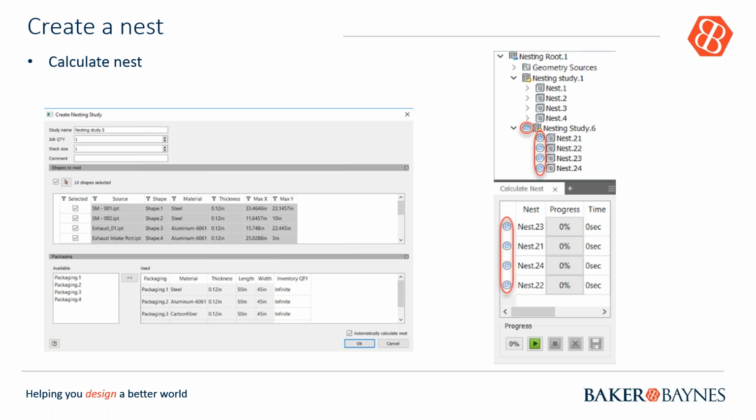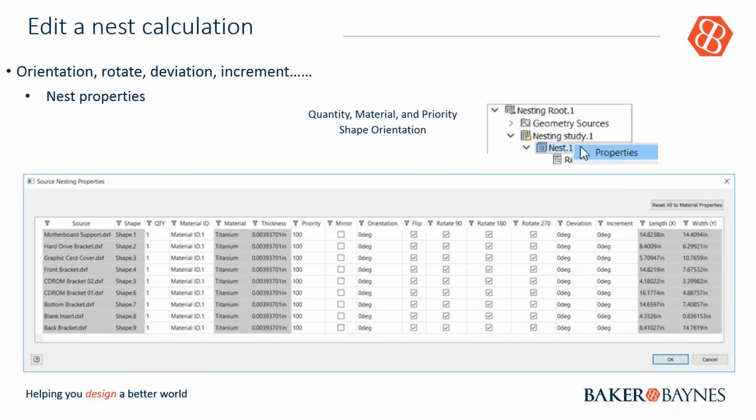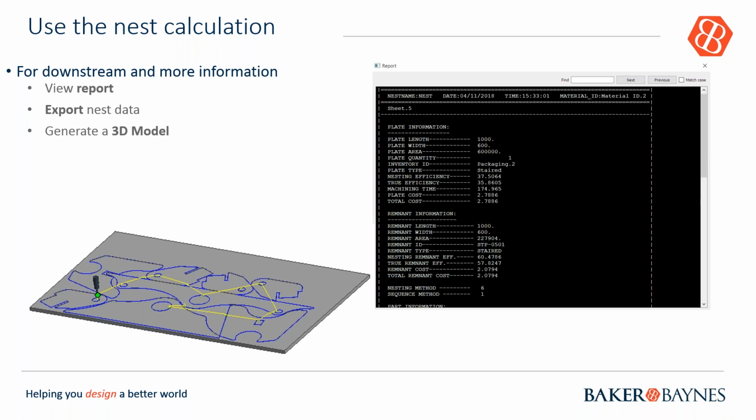If we go into the next bit, editing a nest. Okay, in here we're allowed to actually do orientation and rotation. As you've seen there, you can choose a deviation or increment of nest in the nest properties. And then if you right click on it, you've got the nest properties. And in here you can choose the quantity, material, and priority, or the shape orientation as well. And then for downstream information, you've got the reporting function that comes out of it. You can export the nested data, as well as generate a 3D model of it.